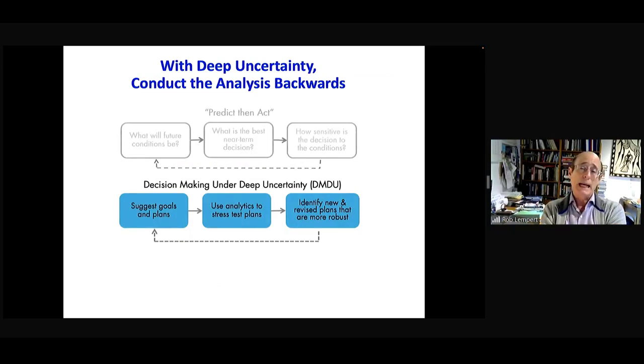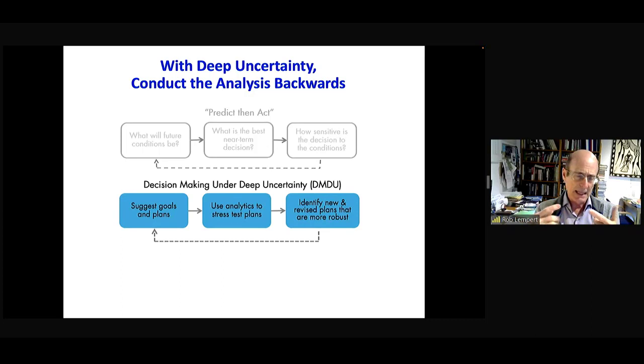A powerful way to address these situations is, I think of it as conducting the analysis backwards, in the sense we start with the decision, start with what are we trying to achieve, what are ways to achieve that, and then use our analytics, our information, to stress test what we plan, looking essentially at under what conditions do the proposed actions meet our goals, and how do they differentiate, or where do they miss the goals, and then use that information to identify newer revised plans that are more robust in the sense of performing well over the full range of uncertainties.